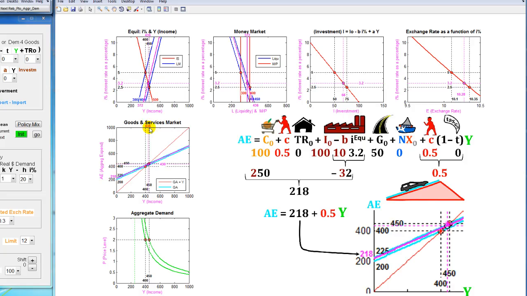Okay, so 218, this is the new intercept, and the new equilibrium is 436. We already saw that it's not a coincidence that it is exactly this value, because this comes from the equilibrium in both markets.